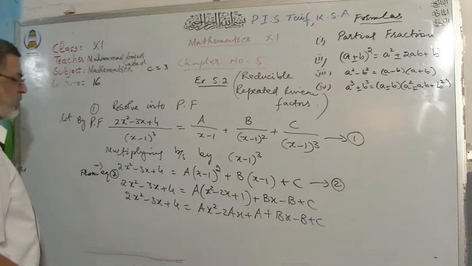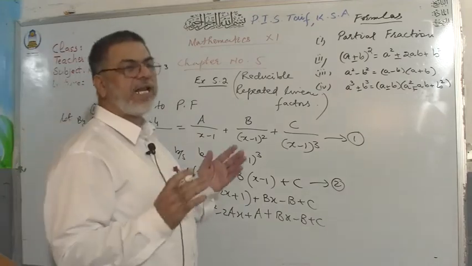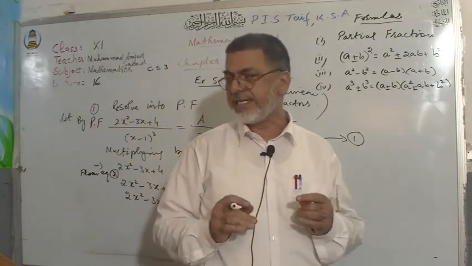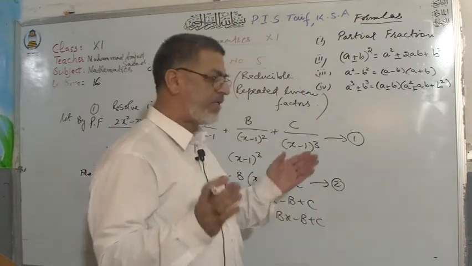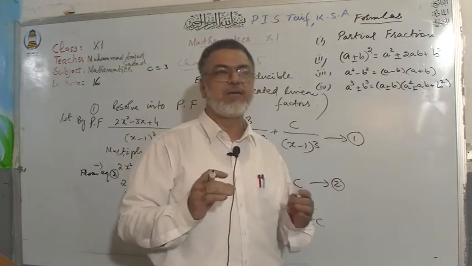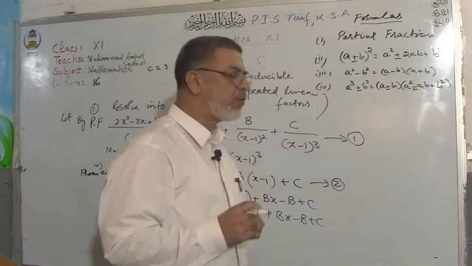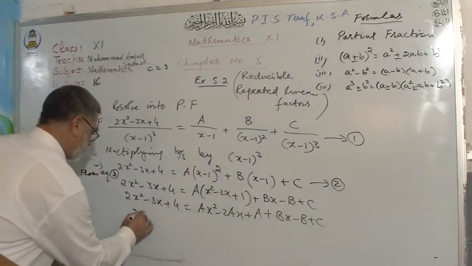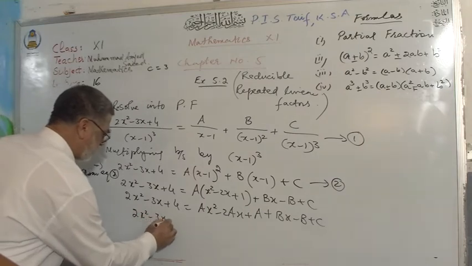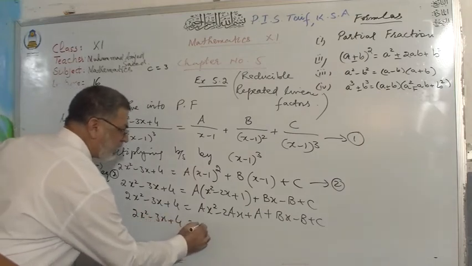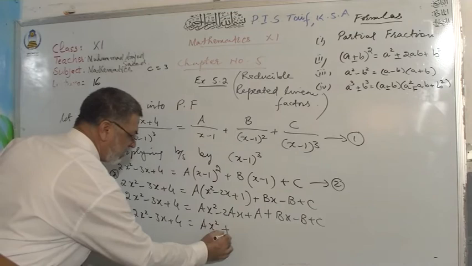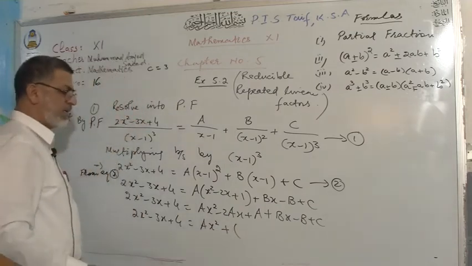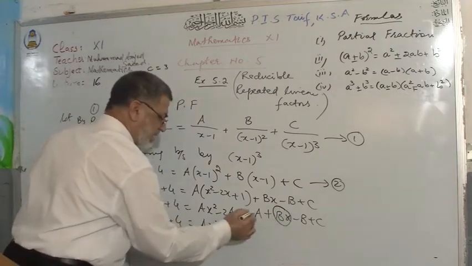Now dear students, you will write down the like terms side by side so that you will have comparison. You can equate the two sides of the equation. 2x square minus 3x plus 4 is equal to ax square plus, remember that two terms with x are there.